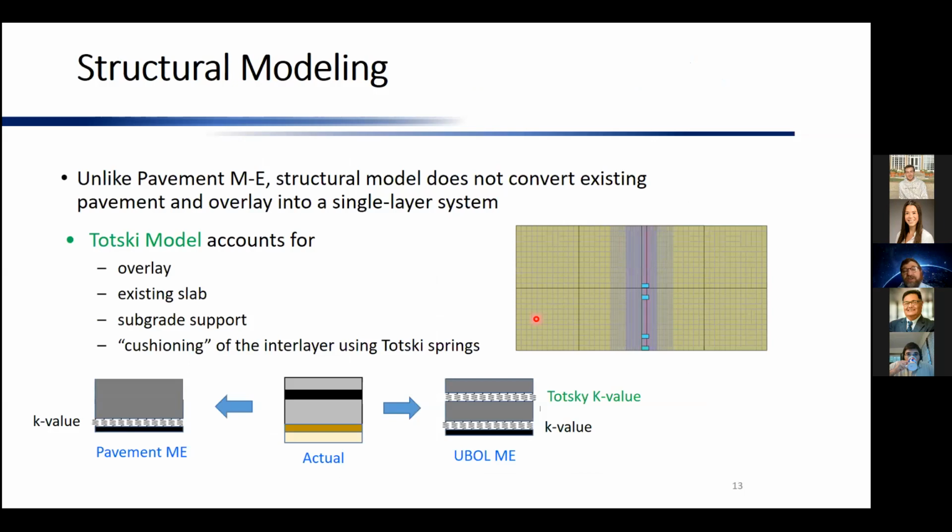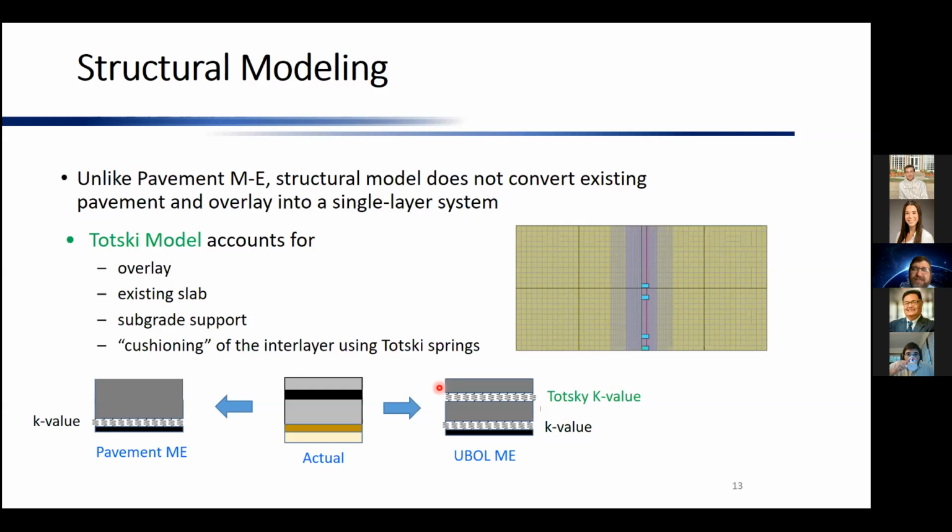Another very important departure from the Pavement-ME was the introduction of the two-slab model. The model actually treats the overlay and the existing pavement as two different slabs separated by a spring interlayer. And because of that, the deflection basins of the interlayer and the slabs don't have to be the same. And the overlay can separate from the interlayer, from the existing slab. And on top of this, we account for some cushioning effect, so for compressibility of the interlayer.